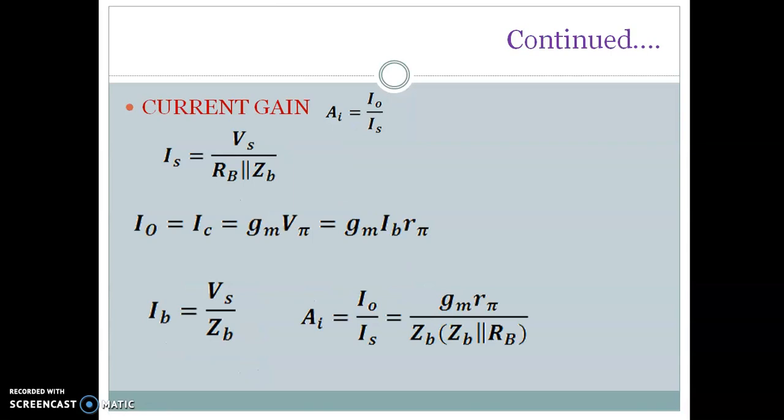Next, the current gain A is equal to I0 by Is. We already know that Is is equal to Vs by Zi, which is RB parallel ZB, and I0 is equal to IC, which is gm times V pi. So this is gm IB r pi, where IB is given as Vs by ZB. So A is equal to I0 by Is, which is equal to gm r pi divided by ZB times ZB parallel RB.